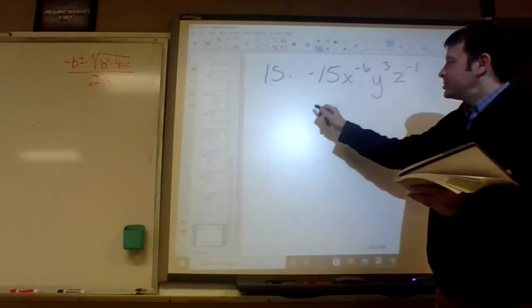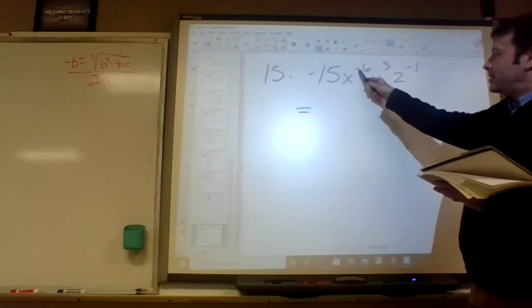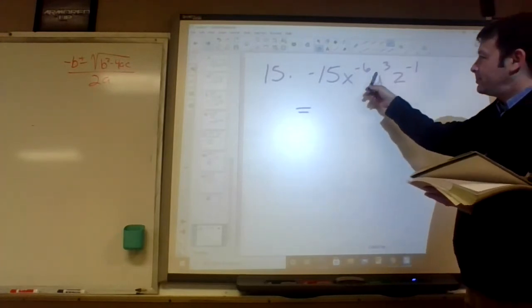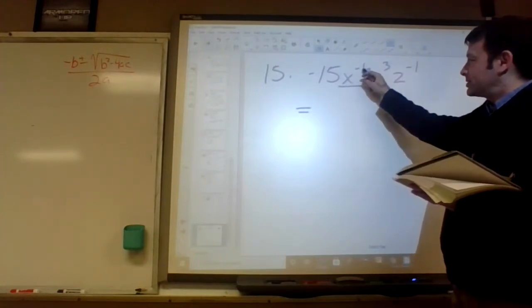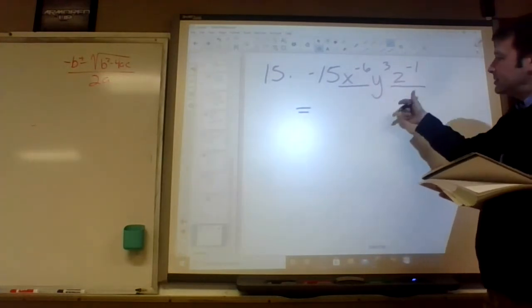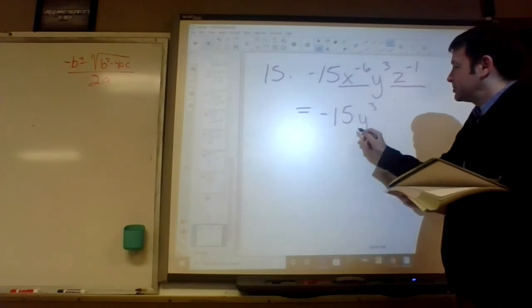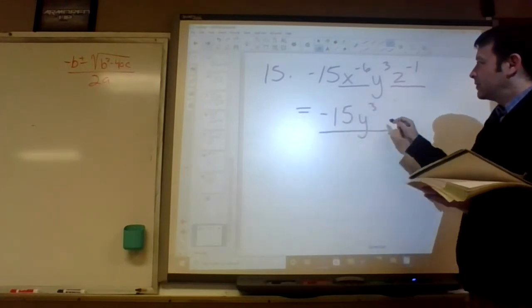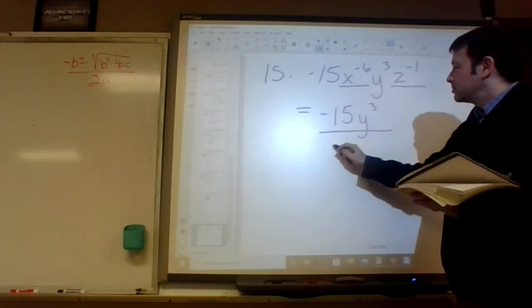Okay, this section says no negative exponents. So how do I get rid of the negative on the exponent? You flip it. So this is going to go to the bottom as x to the positive 6, and this is going to go to the bottom as a z. So it's negative 15 y cubed, still on top, over x to the 6th z.